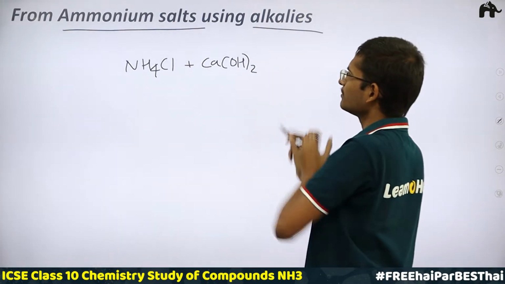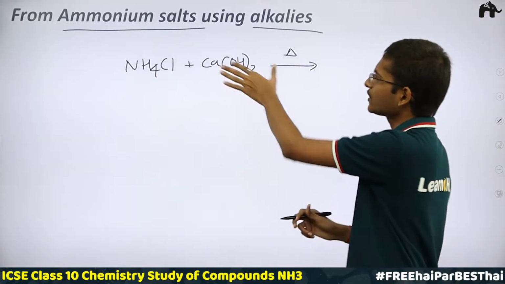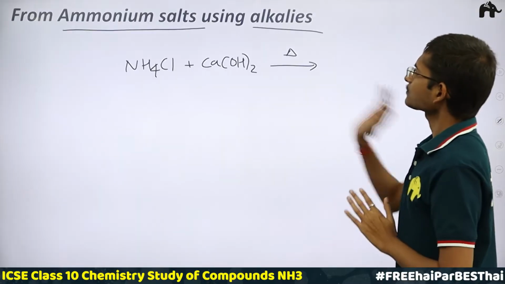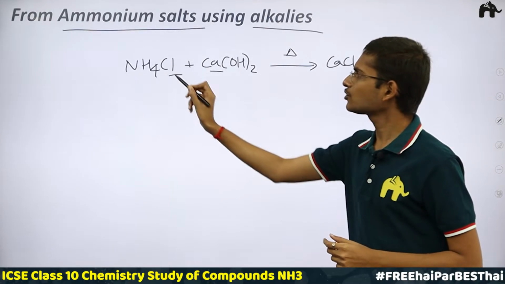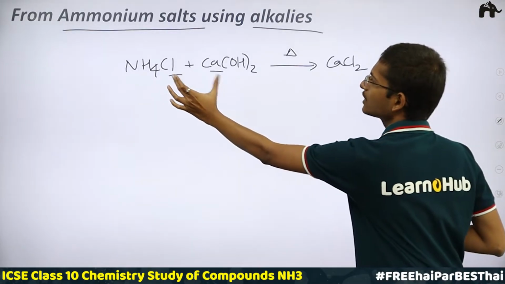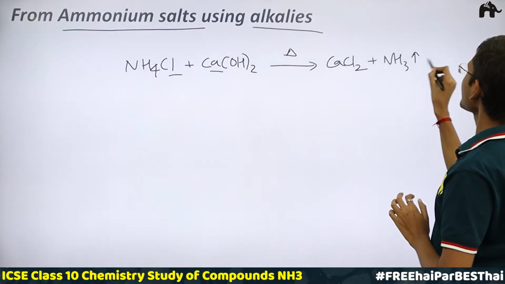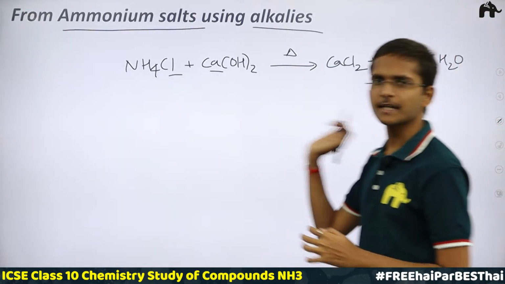Firstly, basically the reaction remains the same. We take an ammonium salt and an alkali, and simply heat it, and we get the salt. Here it would be calcium chloride, because with ammonia there is chlorine, so calcium chloride would be the salt, and ammonia and water would be the products. You balance the reactions on your own. I'm not writing the balanced equations, because we are not wasting our time in balancing the equations.